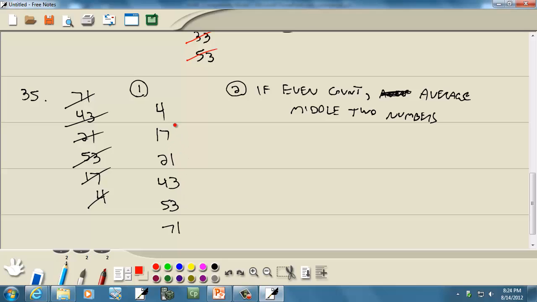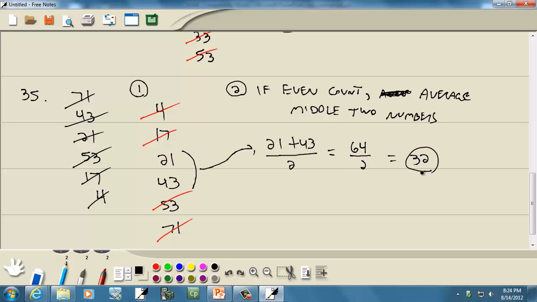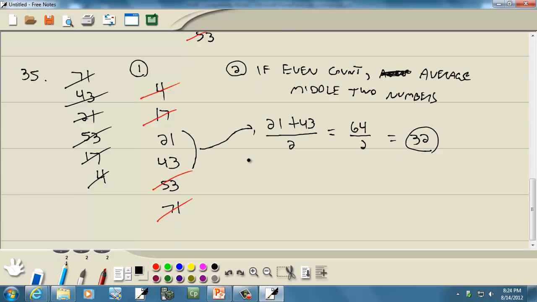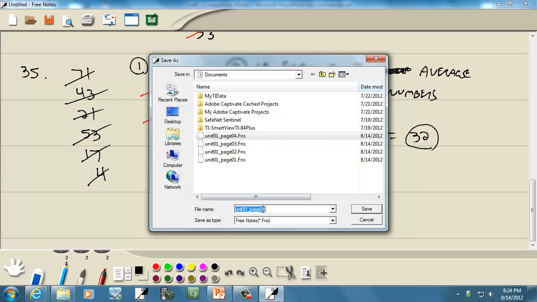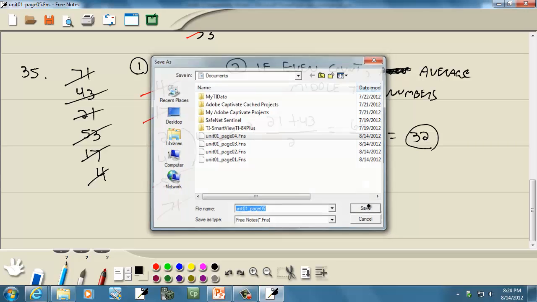Now let's do the technique of the book. We'll start crossing off a number at the beginning, a number at the end. So 4 and 71, and 17 and 53. If I cross these off, there wouldn't be anything left. So what we do is we take the average of these. We're going to take 21 plus 43, and divide by how many there are, which is two numbers. What's that give us? 64 divided by 2, which gives us 32. So our median is 32.